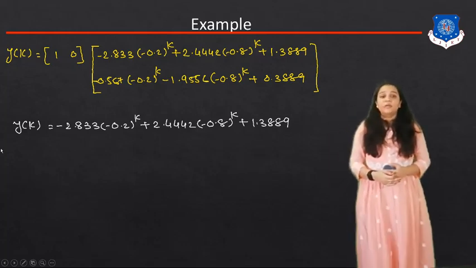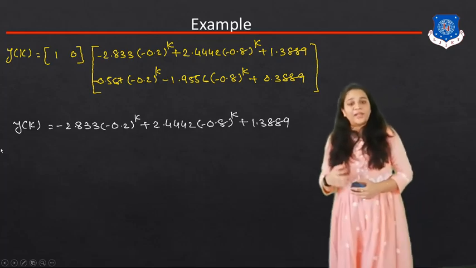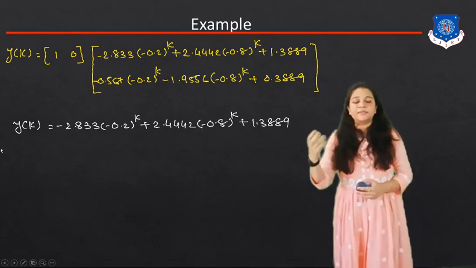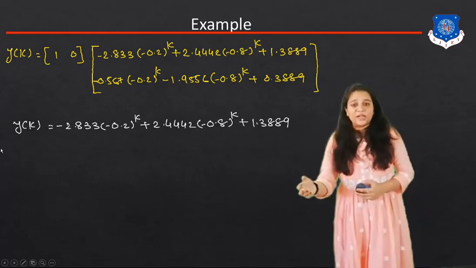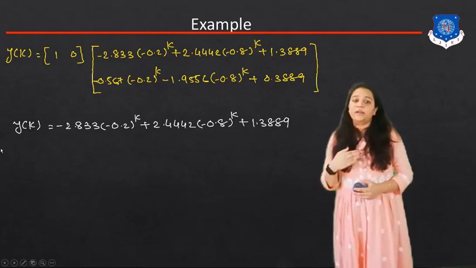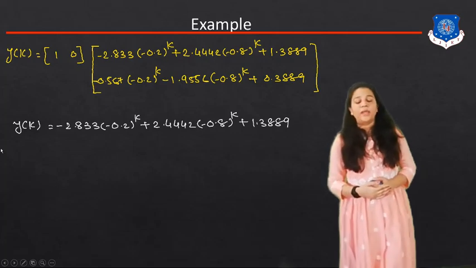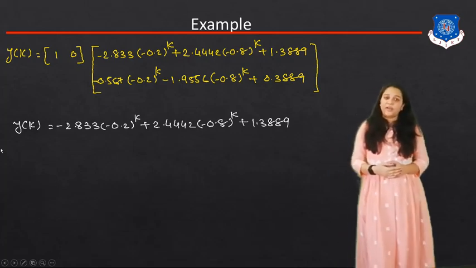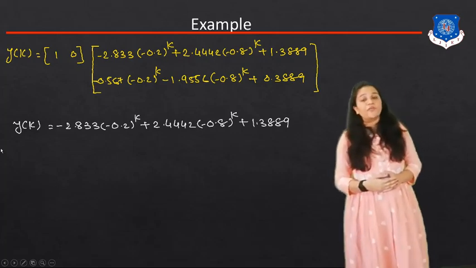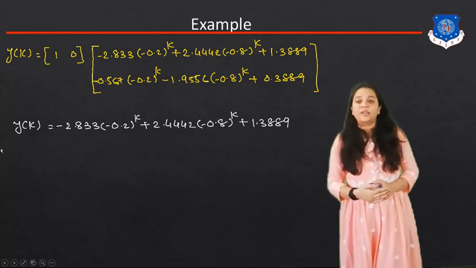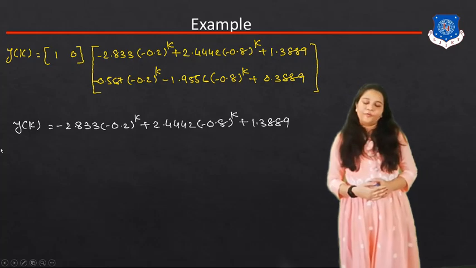After that, we have to find the value of x of k using the matrix X of z, and for X of z we have to use the initial condition and the input applied for this particular system, and using X of z find the value of z inverse of X of z. We can find the value of x of k, and then we have to find the value of y of k.